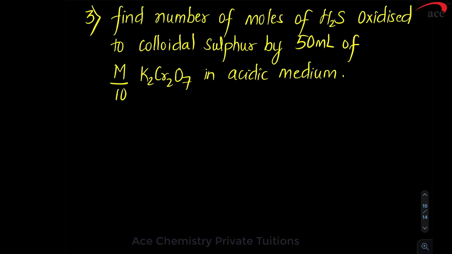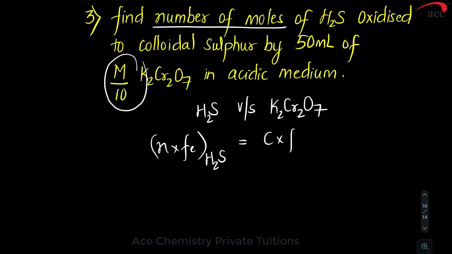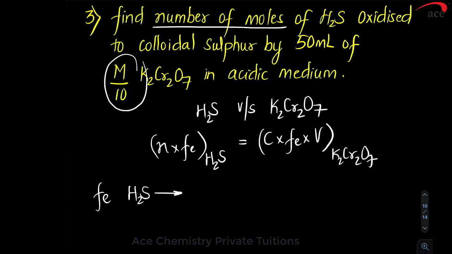Coming to the next one. Find moles of H2S oxidized to colloidal sulfur by 50 ml of K2Cr2O7. That means H2S is titrated against K2Cr2O7. Moles is asked. So we'll write down number of moles multiplied by factor of H2S. Molarity is given. So I'll write down molarity multiplied by factor multiplied by volume for K2Cr2O7. That means we require the factor for H2S also.